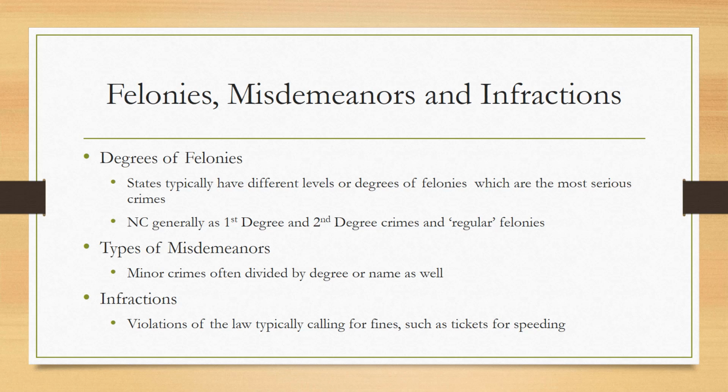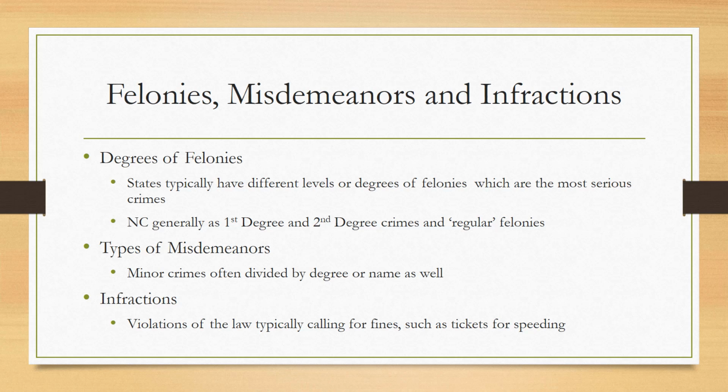And very often states will have different degrees of felonies. So you will hear, for example, first degree, second degree. Some states, third degree. We don't tend to use that in North Carolina. North Carolina will usually see first degree, second degree, and then occasionally you'll see crimes that aren't listed at all. Important crimes, rape, murder, often they have degree.